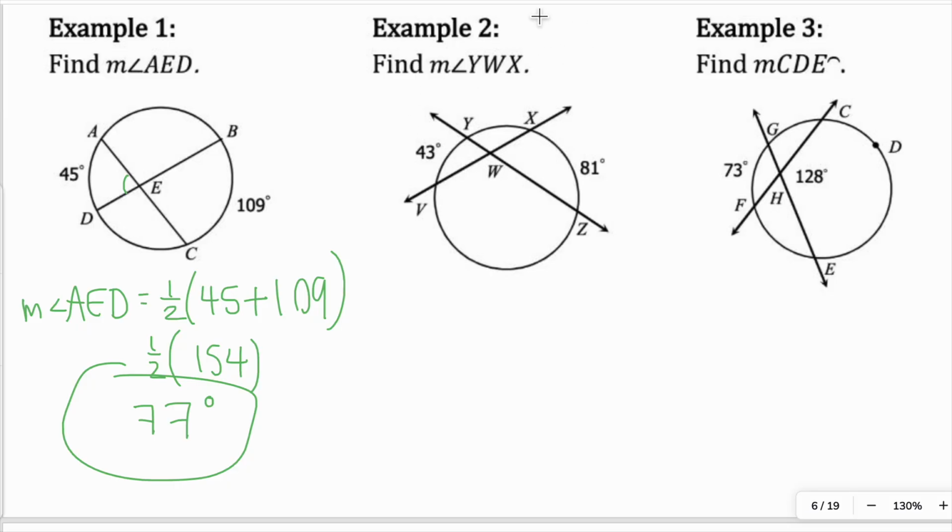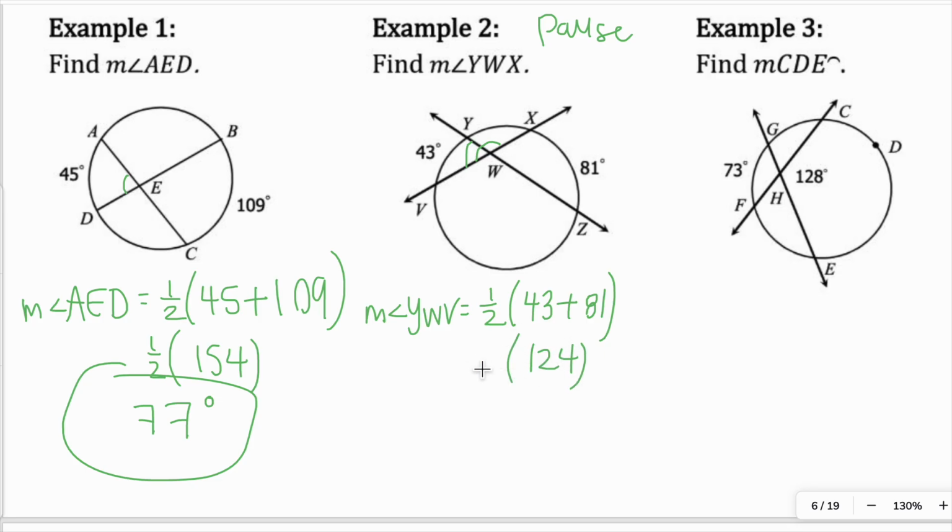Onward to example 2. Anytime here, pause it to try it on your own, and when you're ready to check it, click play. YWX is this one right here. Something I did first is find the measurement of YWV. The measure of angle YWV can be found by taking 1/2 of 43 plus 81. This is just one method to try; you don't have to use my method. That's going to give me 124, and half of 124 means the measure of angle YWV is 62 degrees.